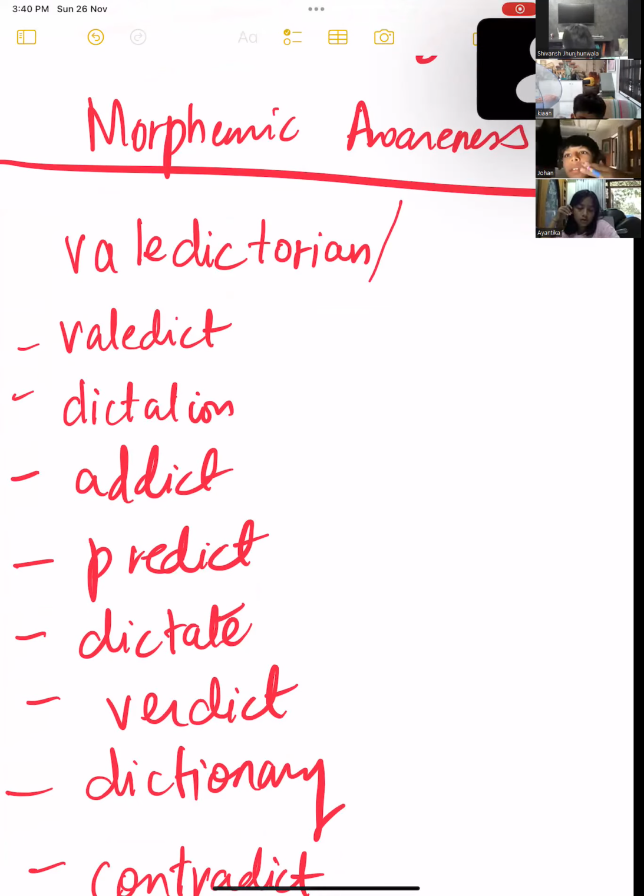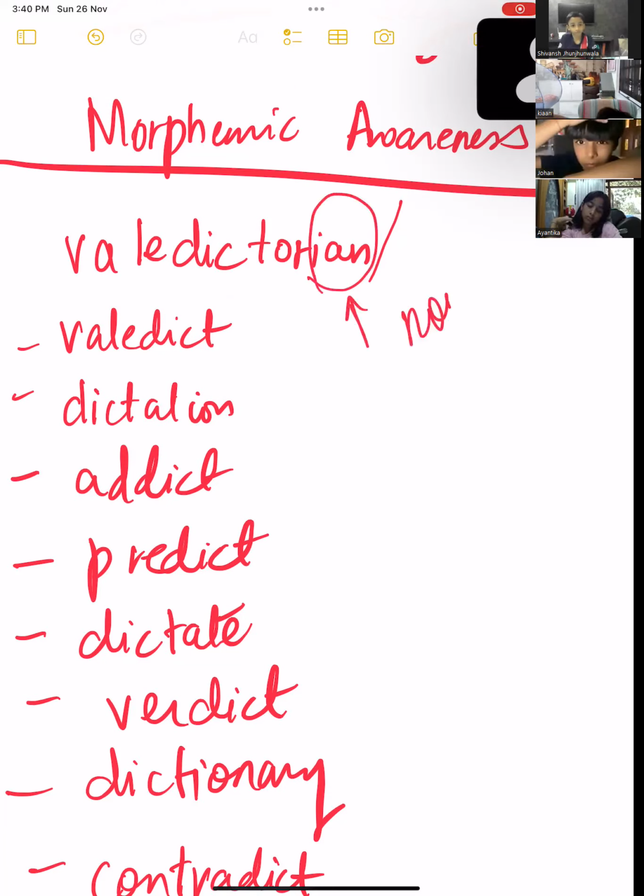He is going to give a speech on behalf of all his fellow mates. A valedictorian will be giving the speech. He's going to deliver the valedictory, which is your farewell speech. So a valedictorian, any word that starts with IAN, we know it is a noun.